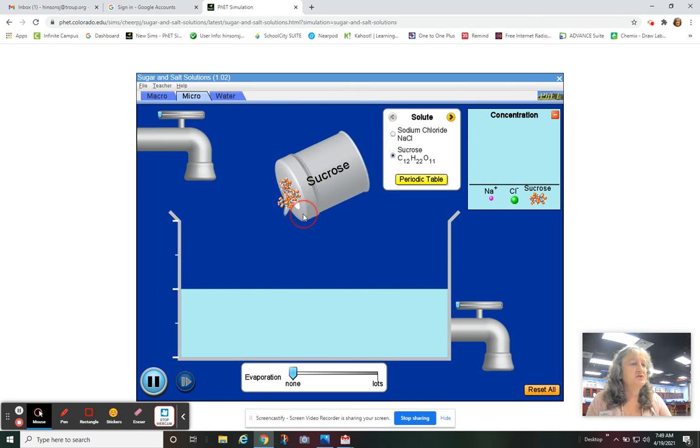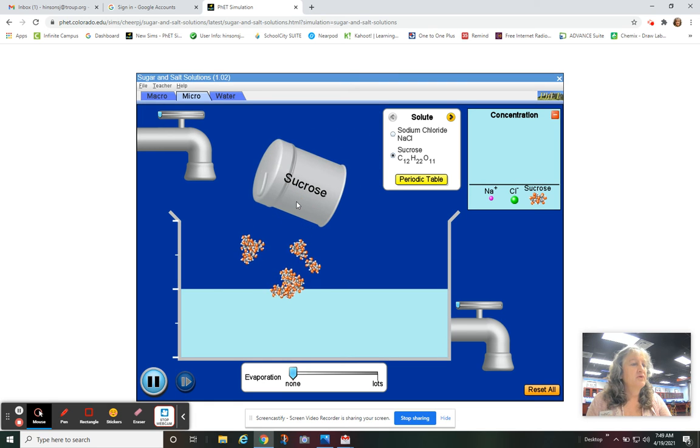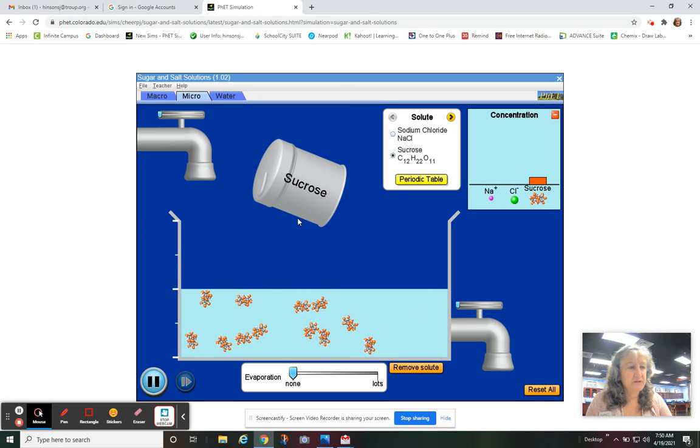By contrast, the sucrose molecule is very, very large. So when sugar dissolves, all of the molecules in the crystal separate from each other, but the molecules remain intact, and as you see, they're rather large molecules. So no ions are generated.